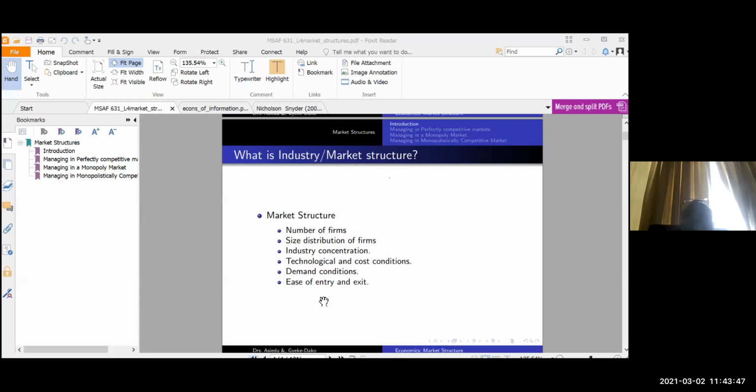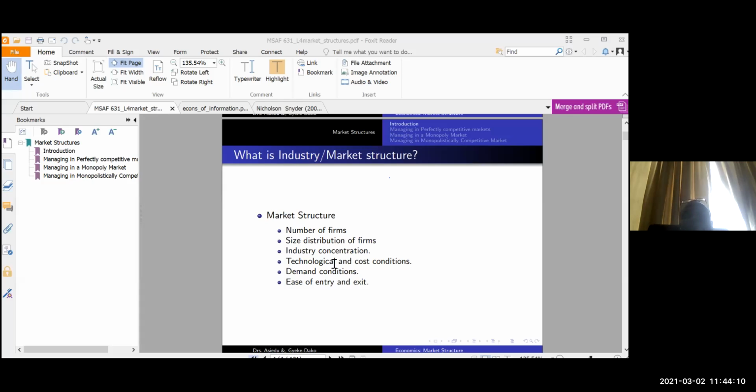Okay. So size distribution of firms is very important in the industry. You should be aware of how big these firms are. Are they small? Are they big? If they are small firms, maybe they lack market power, so you can easily venture or easily enter into those markets. Industry concentration, how concentrated are they?